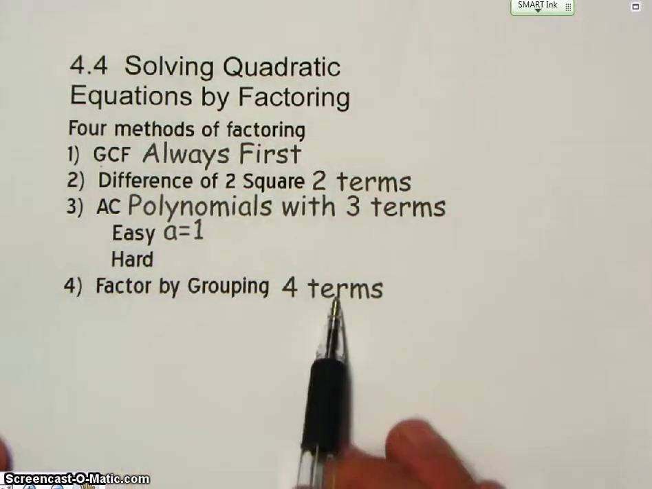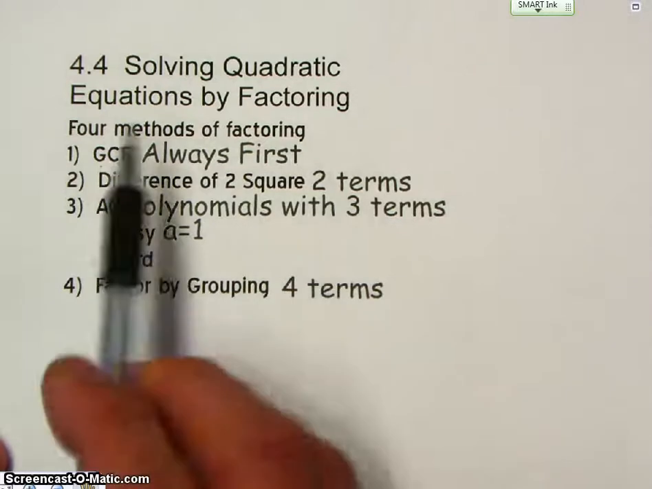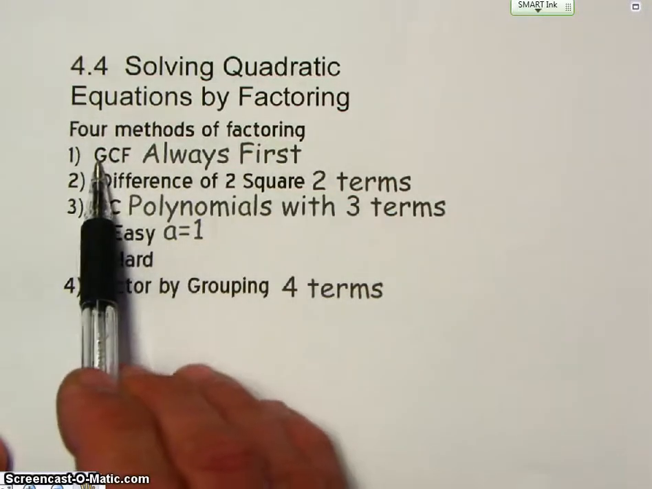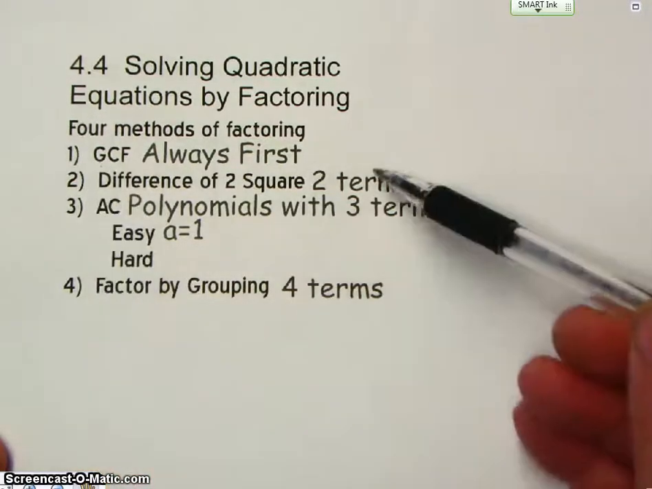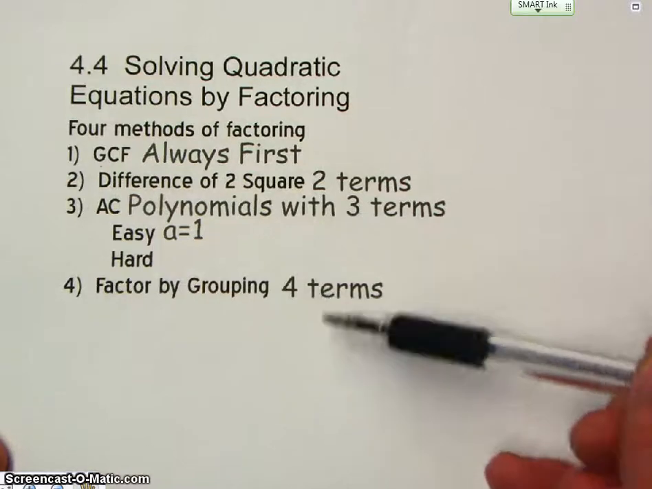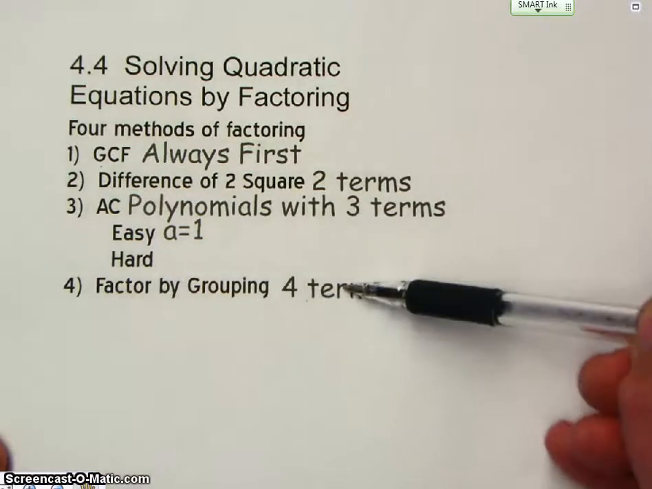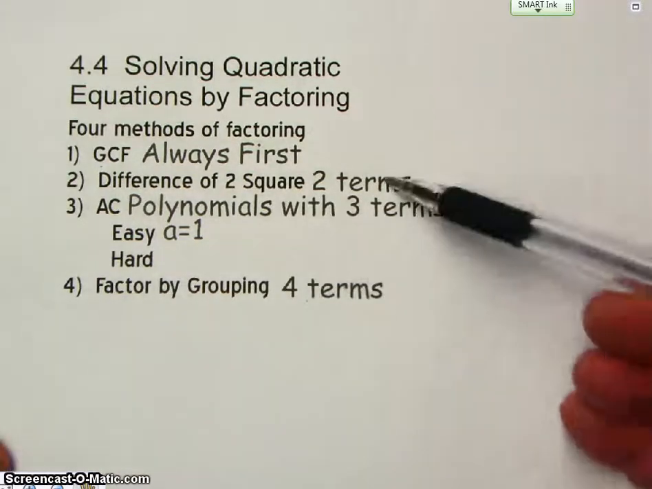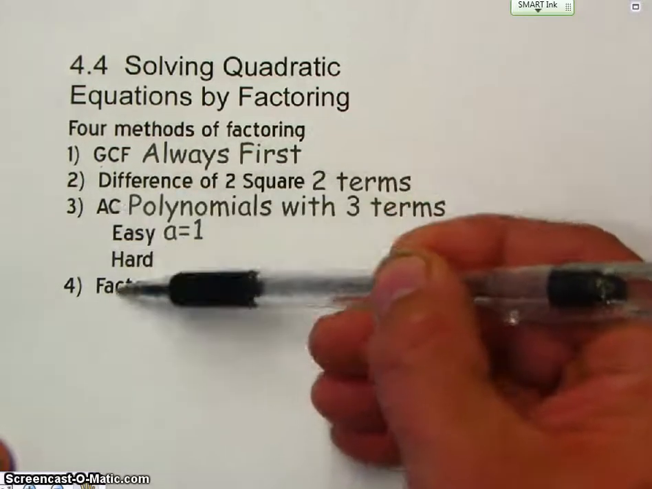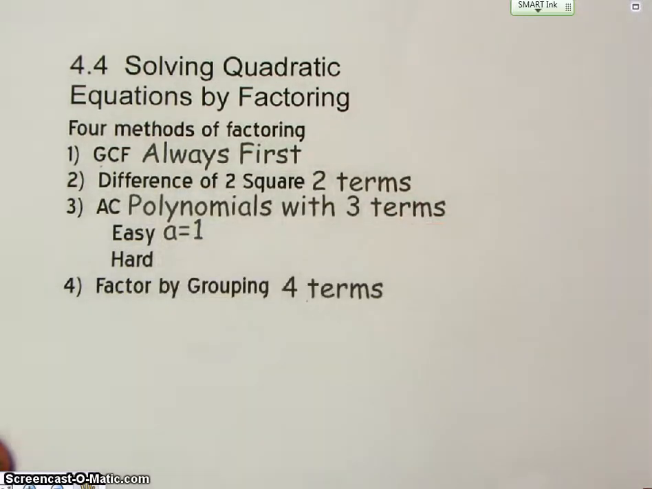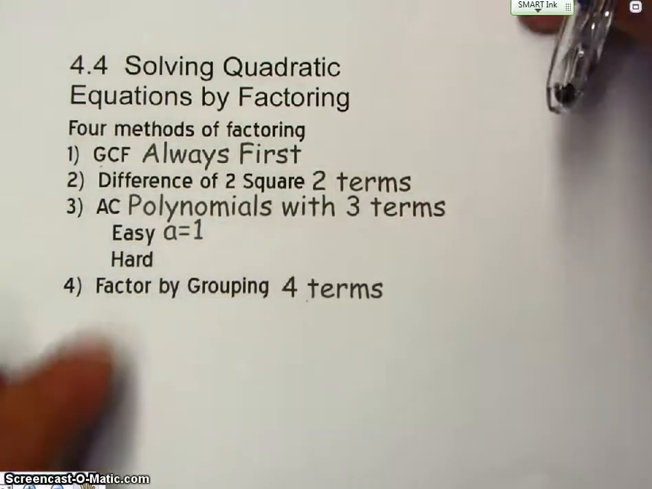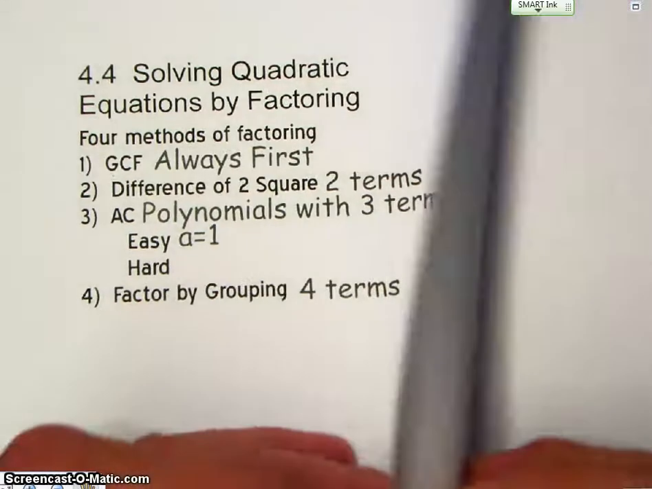Factor by grouping, you must have 4 terms. So after you do your GCF, what you have left over, you have 2 terms, 3 terms, or 4 terms. You always have to check how many terms you have. Once you determine how many terms, then it will determine which method you're able to use to factor. So we're going to look at factor by grouping.